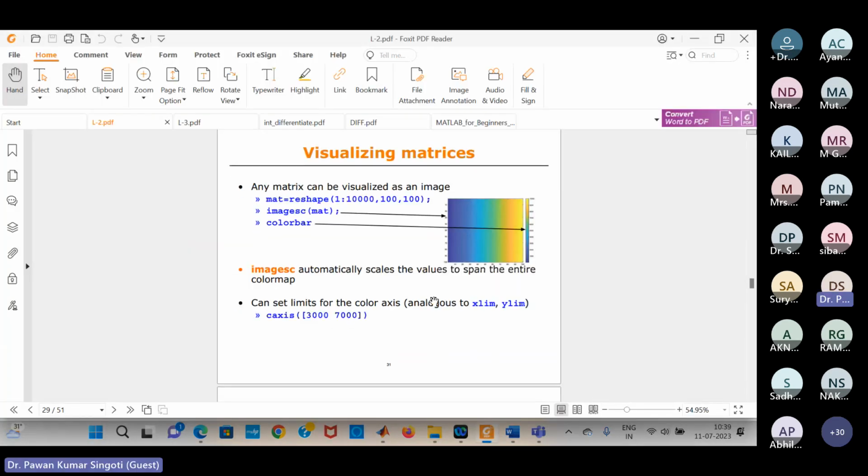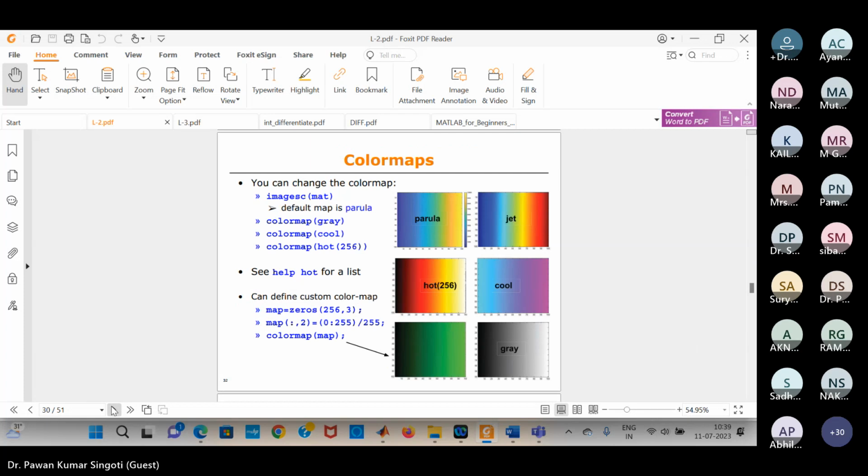Next one is this. The color map will open, so you can change the color, which is coming: spiral, Z, hot, cool, gray, green. You can change according to your need. For more help, you can just type help hot for the number of lists available for these colors.